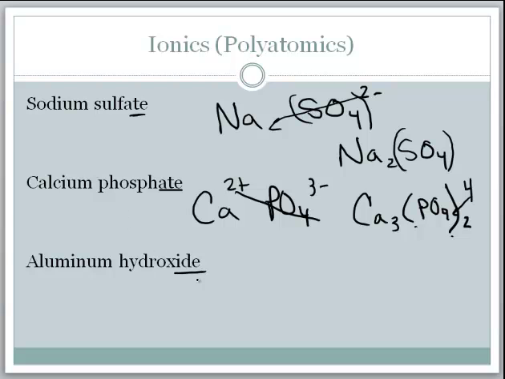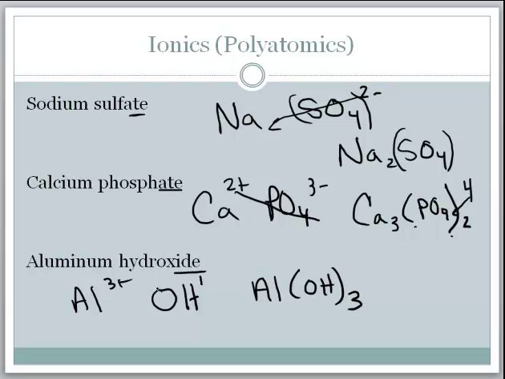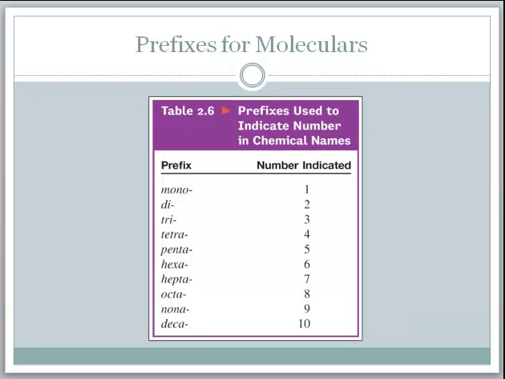Aluminum hydroxide. Now hydroxide is the exception. It's an IDE ending, but it is a polyatomic with a 1- charge. Aluminum is Al with a 3+ charge, so when you write the formula for that, that 3 has to go behind the hydroxide, so you have to include the parentheses. For some reason, hydroxide seems to be the one that people forget to put the parentheses with, so just take note of that and make sure you include that. Okay, so that does it for the ionic compounds.